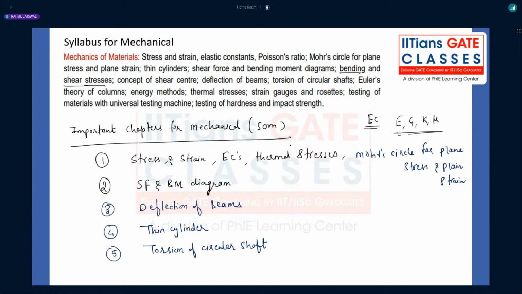When you see the weightage, recently in the GATE 2023 examination, they asked almost 11 to 12 marks of questions. On an average, you can have 10 to 13 marks regarding mechanical strength of material. So that is regarding the mechanical syllabus of strength of material.